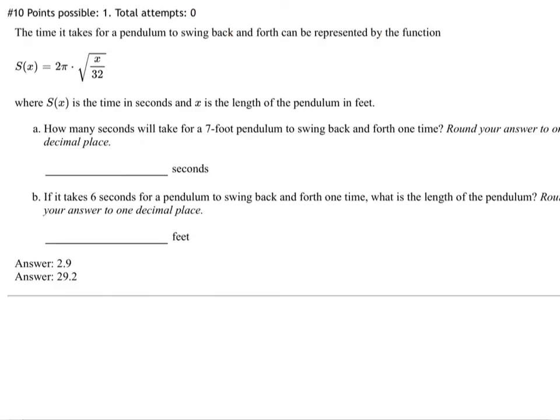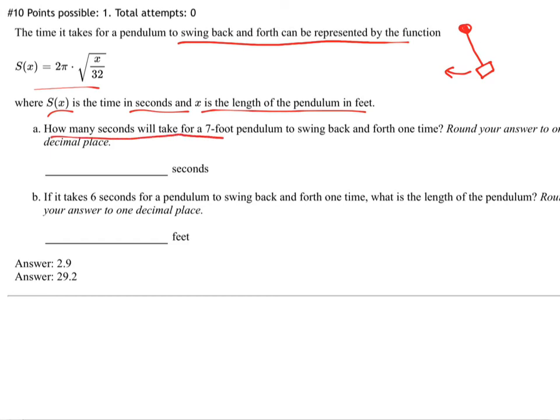And number 10, this is our last one. The time it takes for a pendulum to swing back and forth is this function here, where s of x is the time in seconds, x is the length of the pendulum in feet. So it's like a pendulum. If we have something like a clock hand, or a swing set, swinging back and forth, that's a pendulum. That's what a pendulum means. Just something swinging back and forth.